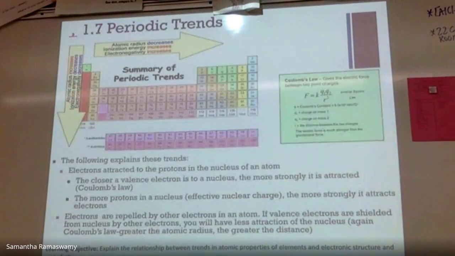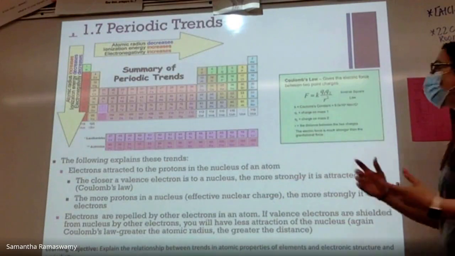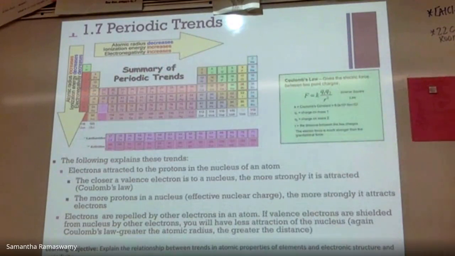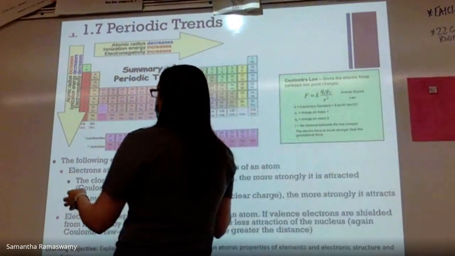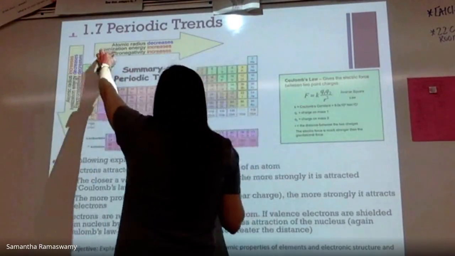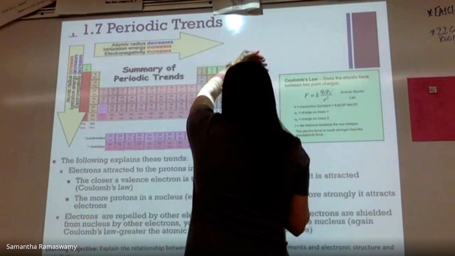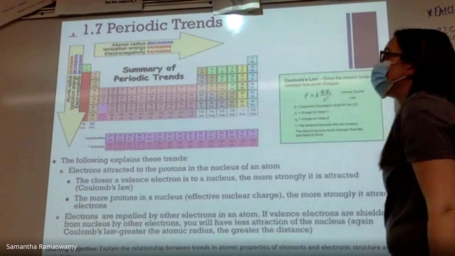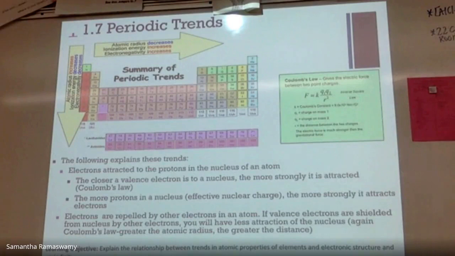So if we actually look at the trends themselves, some people, when we did trends, wrote the trends on their periodic table. Remember, size decreases. So I just put the same arrows. Size gets smaller as you move across. Size gets bigger as you go down. Size is opposite of ionization energy and electronegativity.